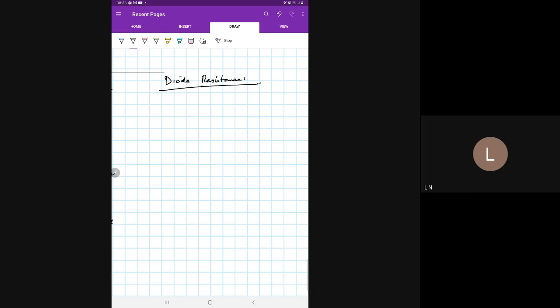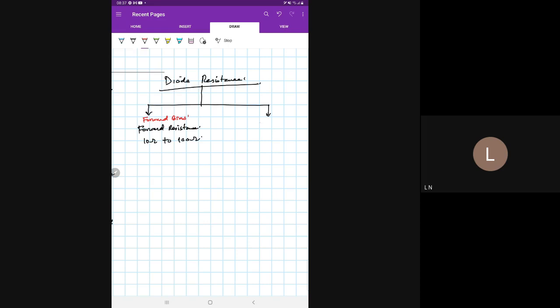So diode resistance has two different values. In forward bias case, you have one value of the resistance for the diode, and in reverse bias, you have another value. In forward bias case, the resistance is known as forward resistance. Since the diode in forward bias conducts very easily, the resistance in forward bias is very small. It is 10 ohm to 100 ohm.